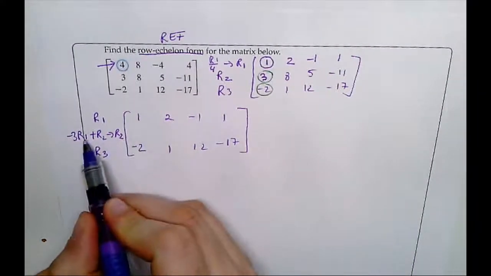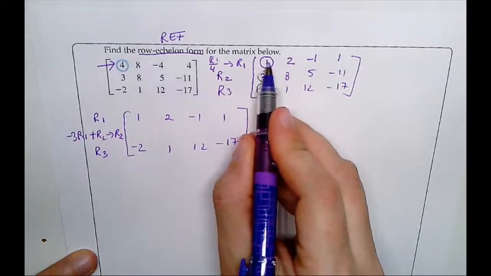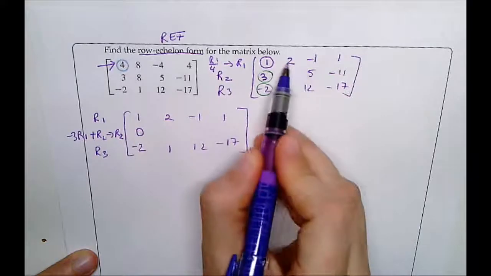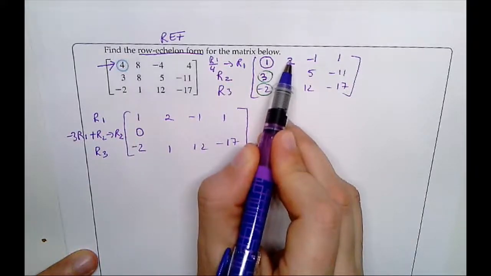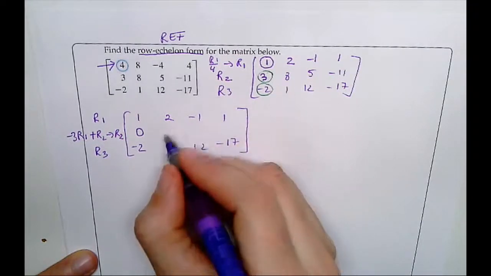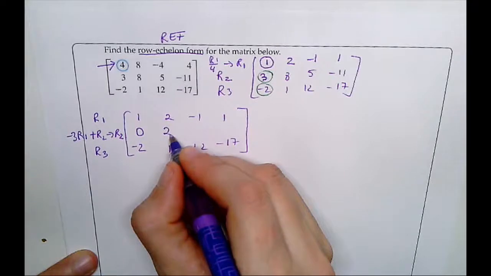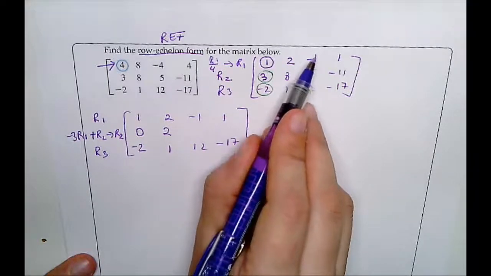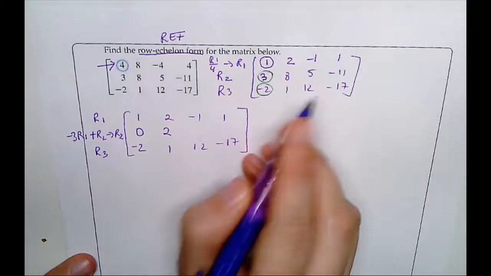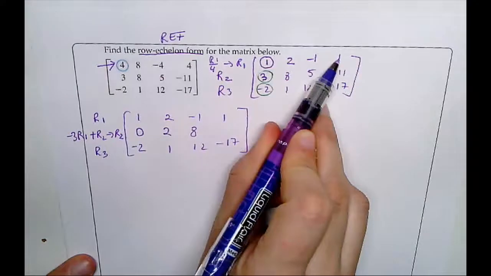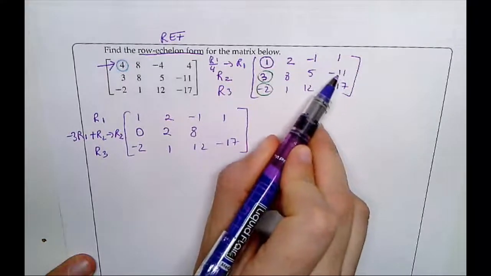Okay, so negative 3 times row 1. So negative 3 times 1 plus 3, that's a 0. Negative 3 times 2, that's negative 6 plus 8. Negative 6 plus 8 is a 2. And then negative 3 times negative 1, that's a positive 3, plus a 5, that's an 8. And then negative 3 times a 1 is negative 3, minus 11.